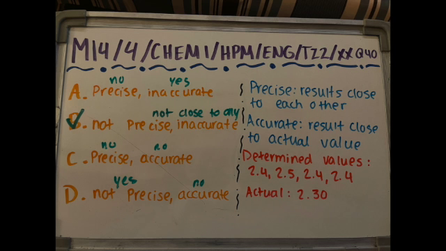2.4 and 2.5, that's not exactly very close. We also know that our results are not accurate because they're very off from the actual value. The actual value is 2.30 and our determined values were 2.4 and 2.5. They're a bit far away. So we know that our answer is not going to be A because it's not precise, but it is inaccurate. Our answer is B because it's not precise and it's inaccurate. It's not C because it's not precise and not accurate. It's not D because it's not accurate, but it is precise.